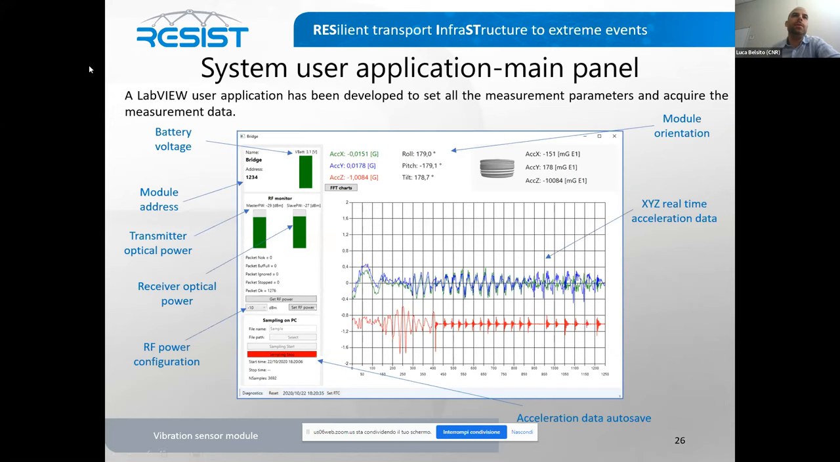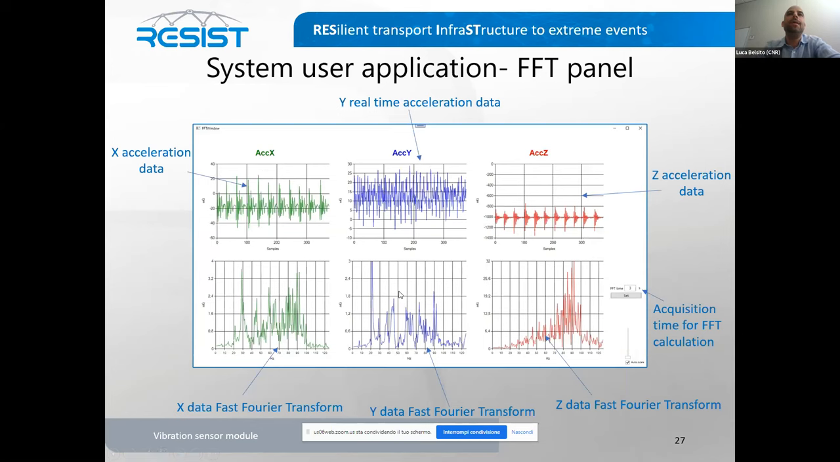And live, the user can control the battery voltage. We can also have information on the position of the module on the wall, decide the transmission power and the receiver power, and set, as I was saying before, the acceleration range and so on. Finally, in this other module, by performing a fast Fourier transform of the data, we can visualize the vibration mode of the structure. Here we can see the fast Fourier transform along the three axes. And that's it on my side.